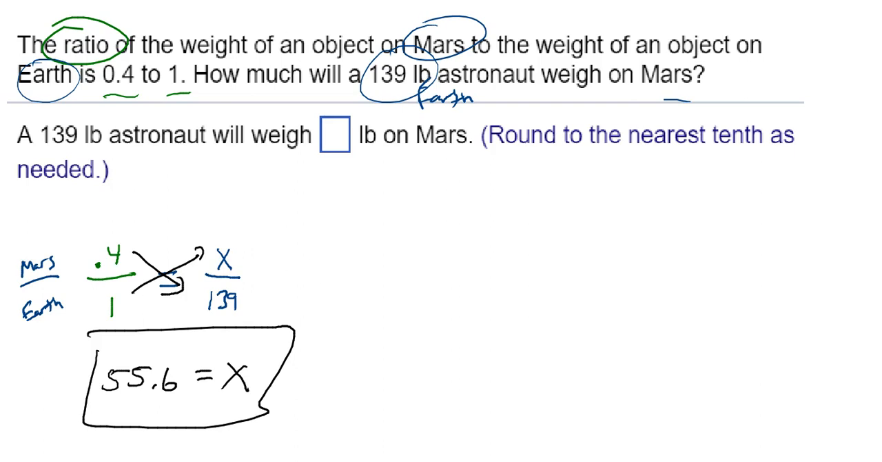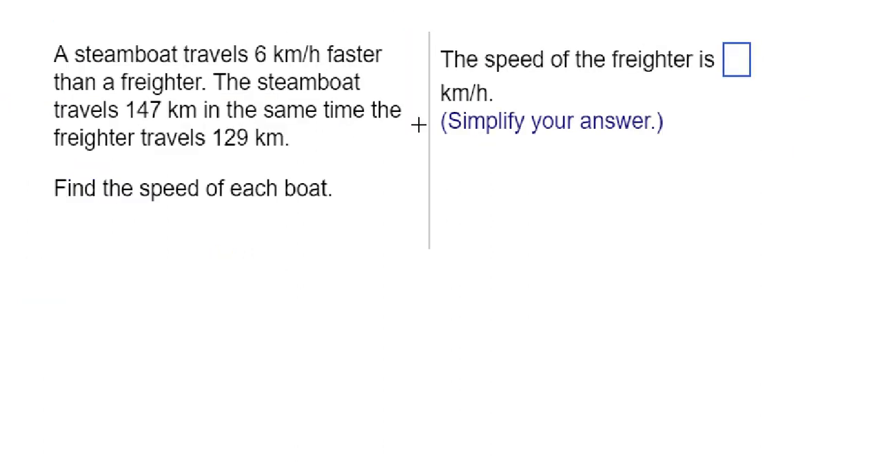Okay, one more example to look at. A steamboat travels 6 kilometers per hour faster than a freighter. The steamboat travels 147 kilometers in the same time the freighter travels 129 kilometers. Find the speed of each boat. So pause the video, give this problem a try, see what you can do with it, and then resume the video to see if you are on the right track.